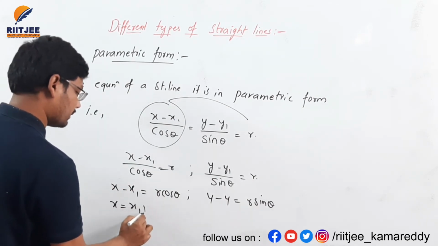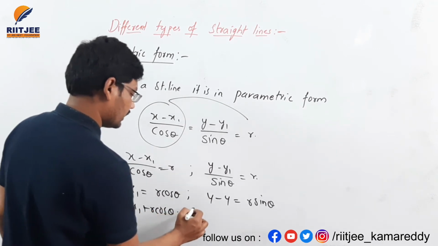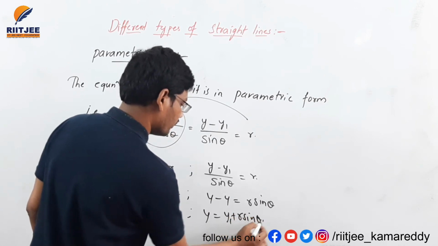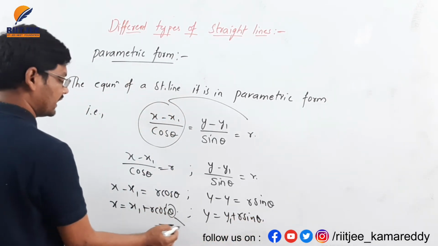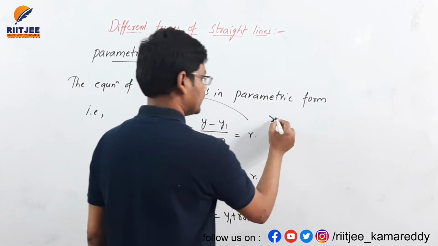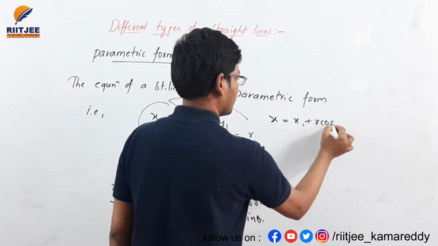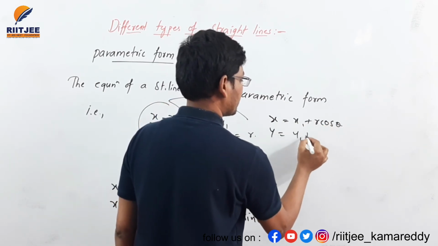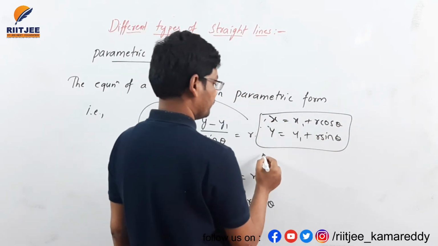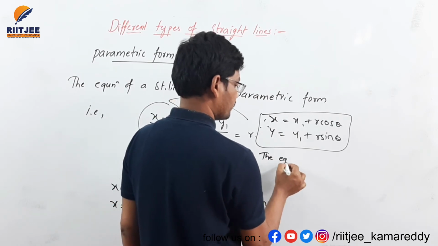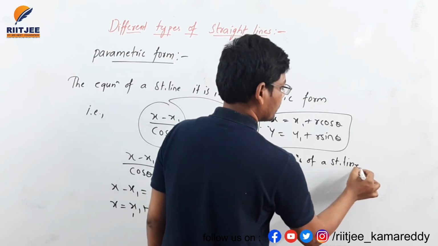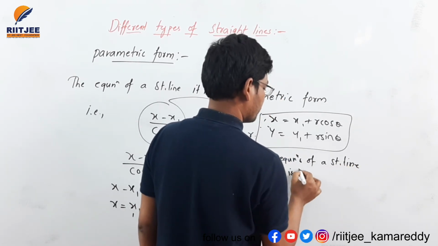If you send the remaining terms to the right hand side, we want only x and y here. x is equal to x1 plus r cos theta, and y is equal to y1 plus r sin theta, where theta is an angle, and x1 and y1 are the coordinates of a point on the straight line. These are the equations of a straight line in parametric form.